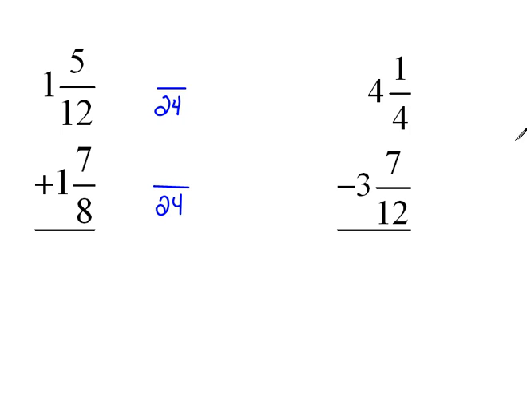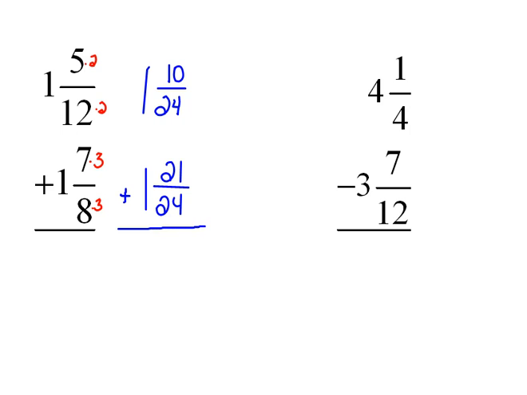So we have to multiply 12 times 2 to get 24. So we're going to multiply 5 times 2 on the top to get 10. So now this mixed number becomes 1 and 10 over 24. Now for the bottom one, we'd have to multiply 8 times 3 to get 24. So we're going to multiply 7 times 3 to get 21. So this becomes 1 and 21 over 24.